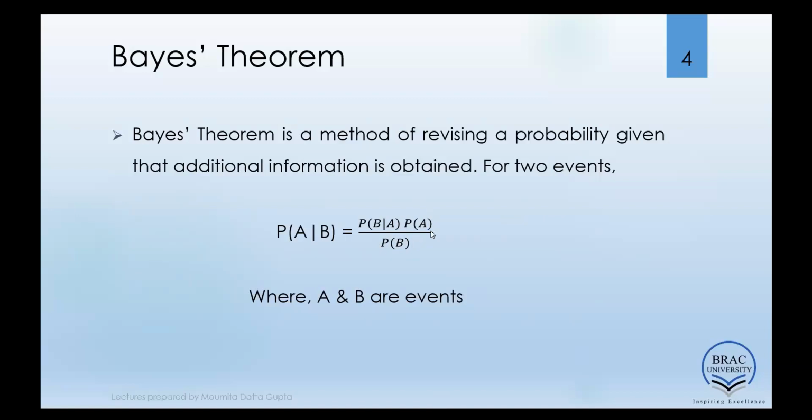Here, probability of A is our prior probability or prior information that we already have. And probability of B is the evidence. And probability of B given A is the likelihood term here. And finally, probability of A given B is our posterior probability that we are concerned about. Now let's see what these terms actually mean.